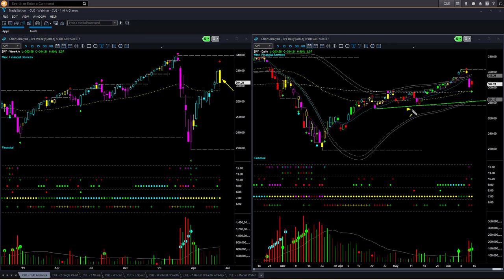In the daily, price is still in an uptrend. However, Friday's traffic light candle color is bearish. There is no swing trade setup in SPY right now.